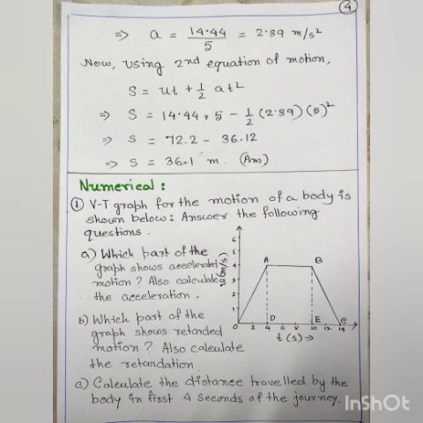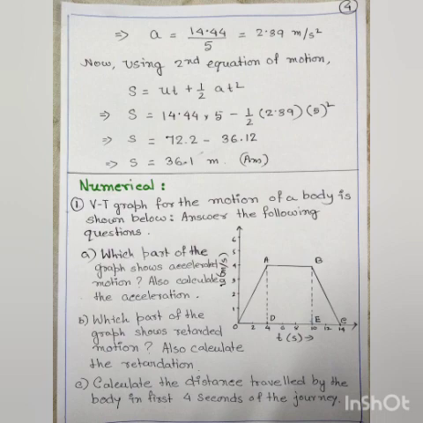Now I am using here the second equation of motion, that is s equals ut plus half of at square. So just substitute all the values, that is u equals 14.44, time t equals 5, acceleration equals 2.89 and t equals 5, so 5 square. It will be 72.2 minus 36.12, that is again here we will get s equals 36.1 meter, means the same value. Clear? Now let us solve one more numerical.